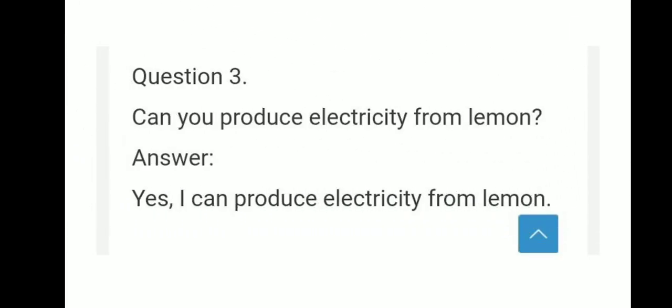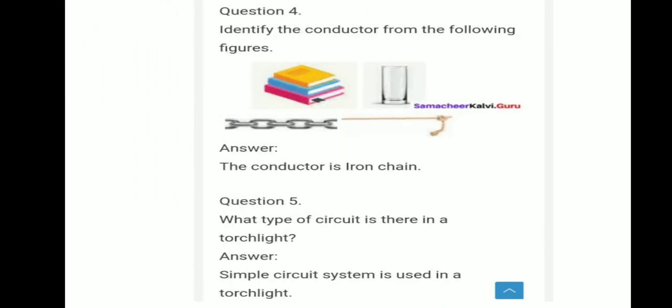Question number 3. Can you produce electricity from lemon? Answer: yes, I can produce electricity from lemon. Question number 4. Identify the conductor from the following figures. Answer: a conductor is the iron chain.